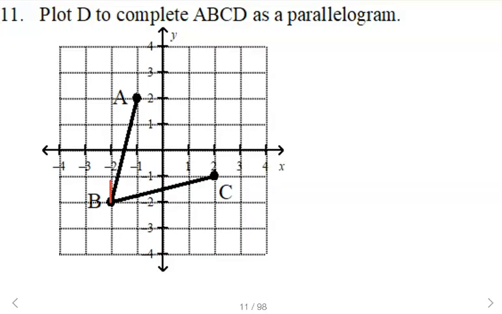Opposite sides must be parallel, so we'll rise 2, 3, 4, run 1, rise 4, run 1. I did not do that. I rose 3. My bad. Rise 4, run 1. All right. Hopefully, I would catch it as I draw it. So I would go ahead and connect these to make sure that they appear to be parallel.